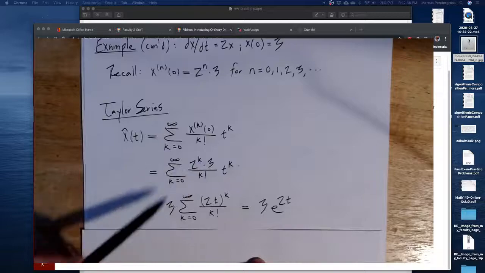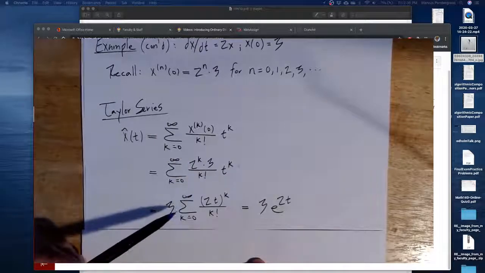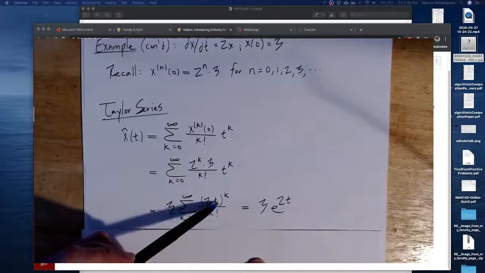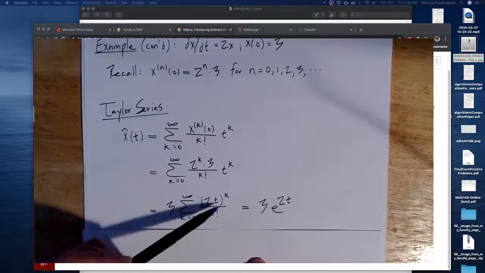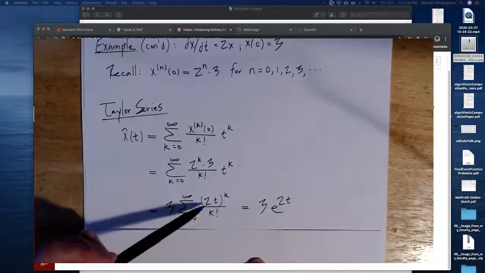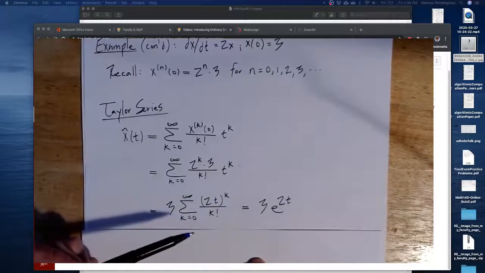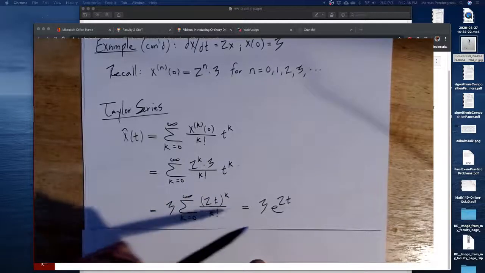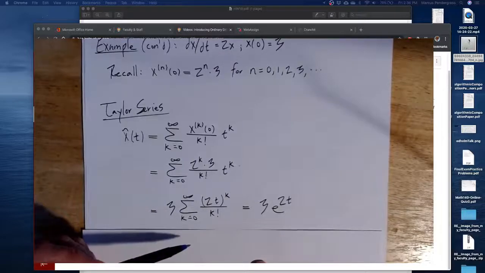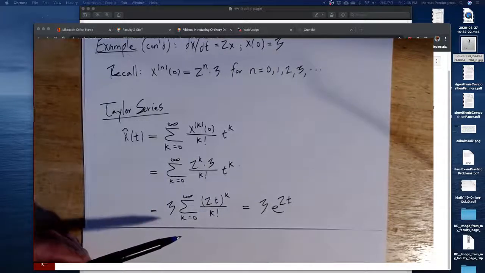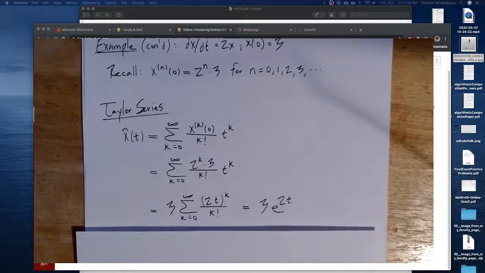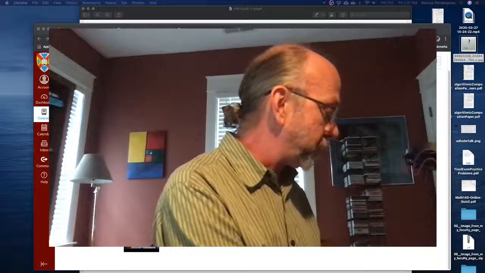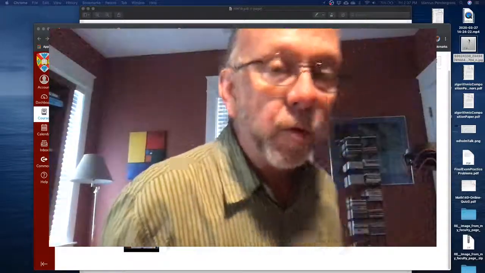So again, I'm pulling the 3 out of the series since it doesn't depend on k, and writing 2 to the k times t to the k is just (2t) to the k. And then we have this series here, (2t) to the k over k factorial. And so we recognize this as the Taylor series for e to the x. So that may be something you'll need to review from calculus. And so let me just remind you of that real quickly.